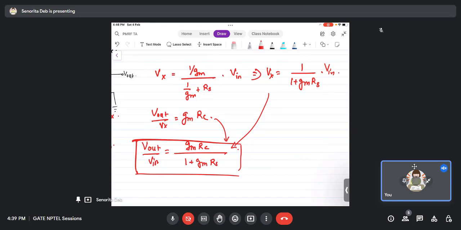What is the voltage gain? It is Gm times Rc upon 1 plus GmRs. So basically, because of the presence of series resistance, the value of voltage gain has decreased.